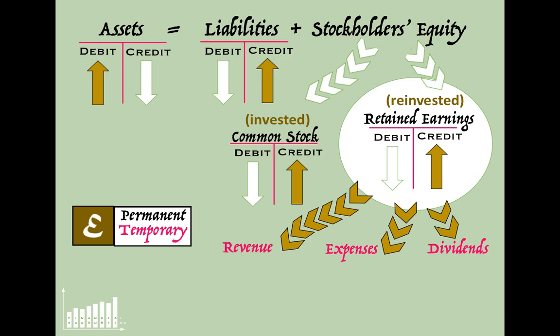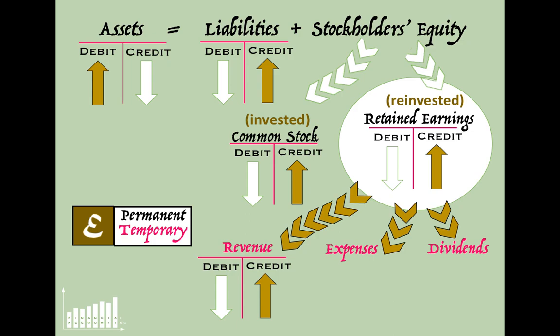And so revenue is something that will actually increase your earnings. The more revenue you have, the greater likelihood you're going to have greater profits or earnings. And so it increases retained earnings, and so it has a credit balance. Revenue is a credit account.